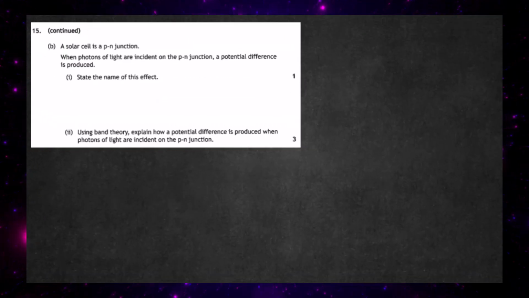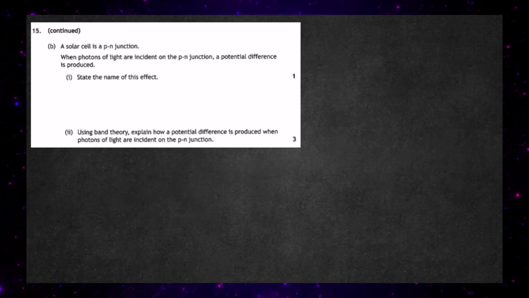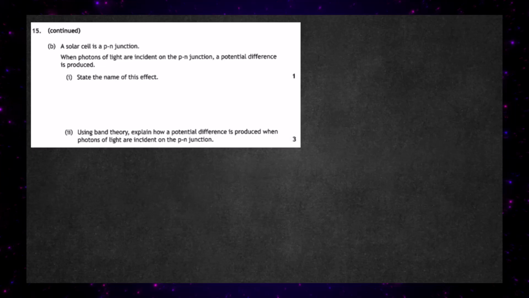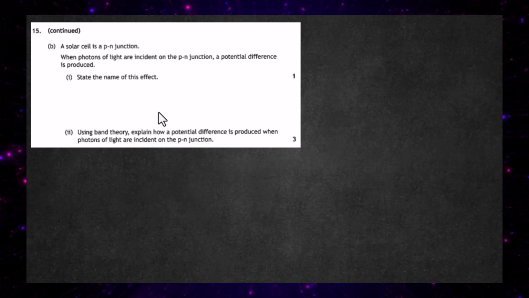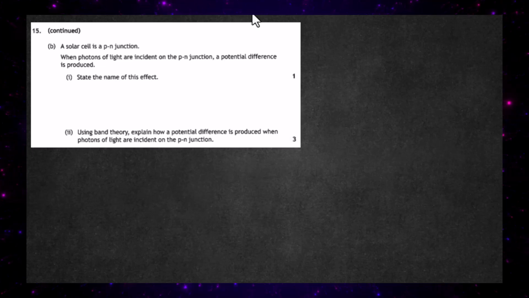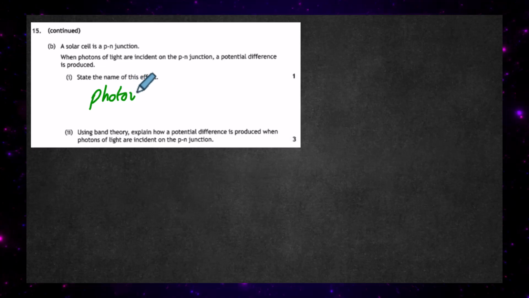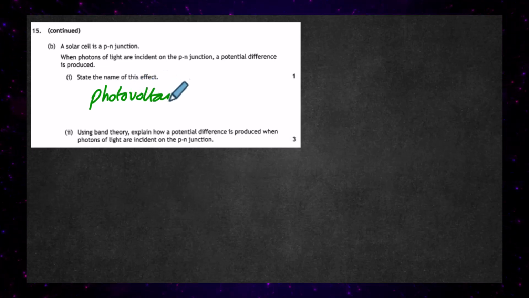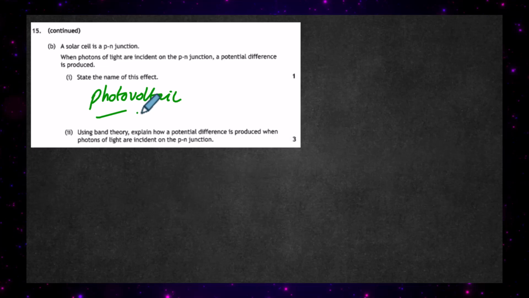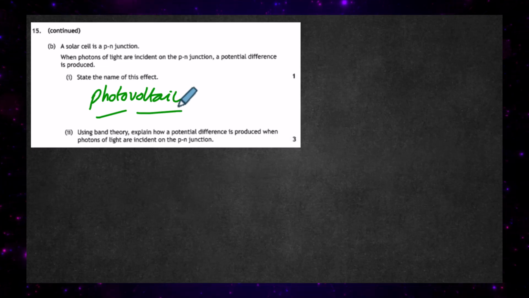Question 15 continued, part B. A solar cell is a p-n junction. When photons of light are incident on a p-n junction, a potential difference is produced. And for 1 mark, we're asked to state the name of that effect. The name of the effect is called the photovoltaic effect. So photovoltaic is what we have. We can break that word down. We can see we've got photo, to do with light, and voltaic, we are producing a voltage.